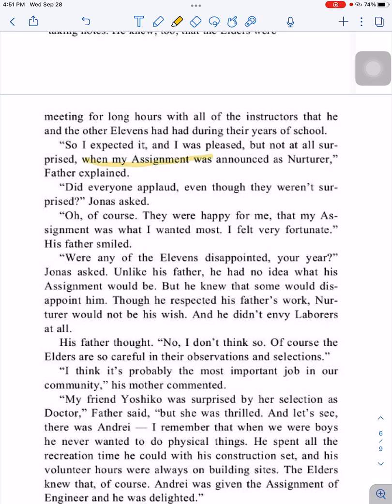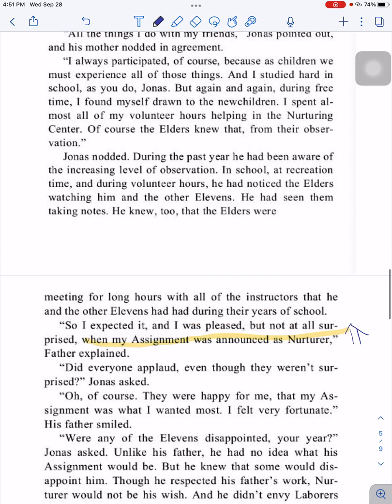Okay, so we see what the ceremony of 12 is. This is where they are getting their job assignments. So we see that they're not picking their jobs, they are assigned a job. Those jobs are assigned by the elders, and the elders spend a lot of time watching the children, determining what job assignment would be best for them. So then the ceremony of 12 is where they find out what their job assignment is going to be.